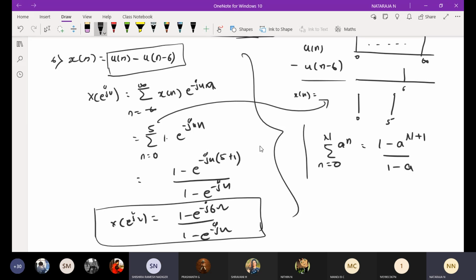Okay, try this problem. I will write here. Find the DTFT of the signal x of n is equal to 1 by 4 to the power of n u of n plus 4. Solve this problem.